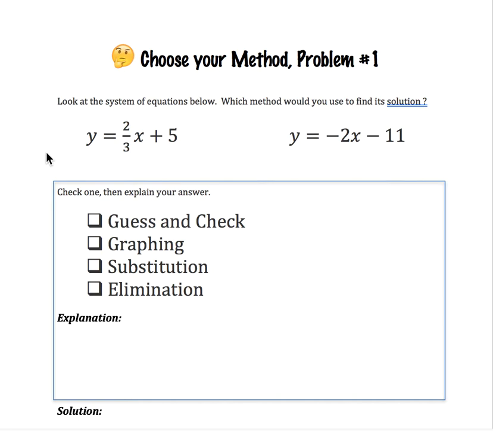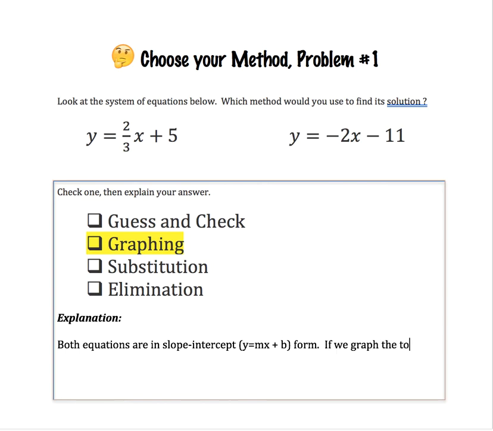And in this example, both equations are in slope-intercept, or y equals mx plus b form. So when you have two equations that are both already in slope-intercept form, the best way to find their solution is going to be to graph the two lines, and then find their intersection point. So we're going to use graphing to solve this one. If we graph the two lines, their intersection point will be the solution.